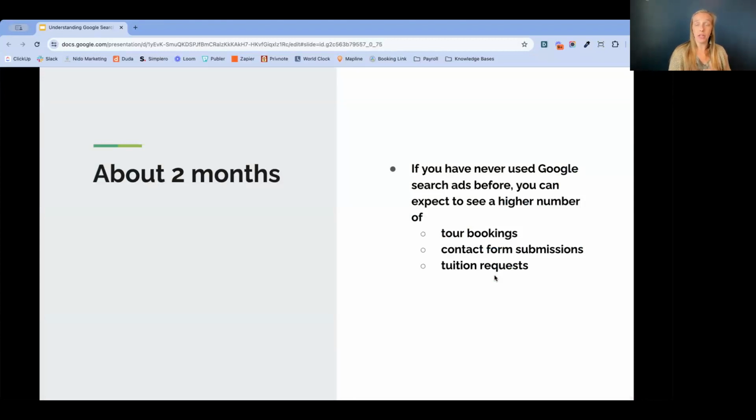However, they're very much quality leads that will be coming into your school. So you'll expect to see a higher number of tour bookings, your contact form being filled out, or really any forms you have on your website. If you have your tuition gated, those tuition requests will also be higher as well. So as you're running these, you're going to start to see more of this stuff coming in because it's directing more traffic to your website.